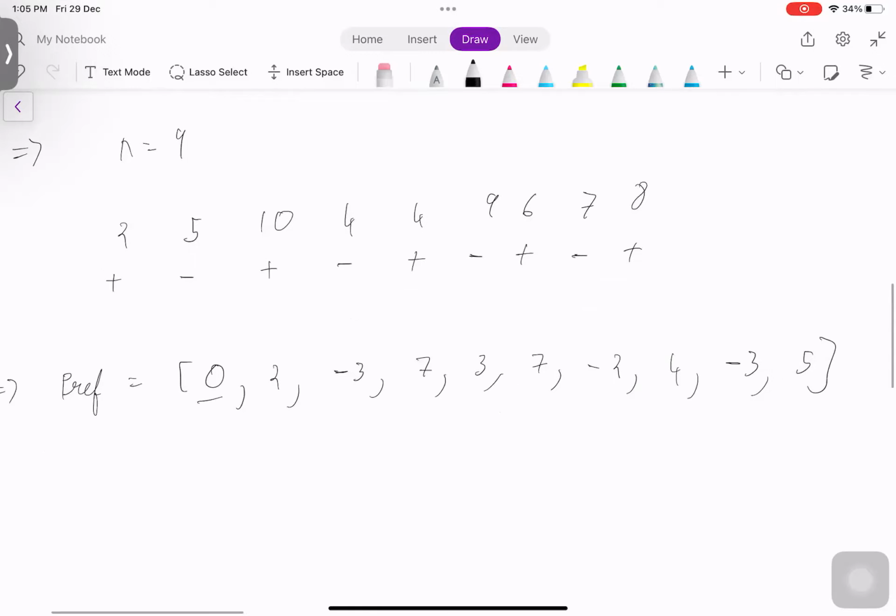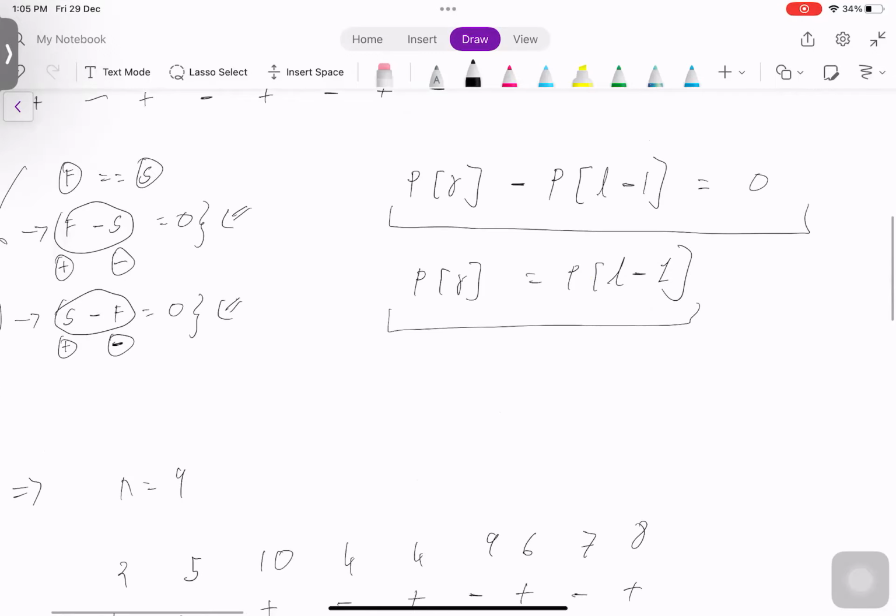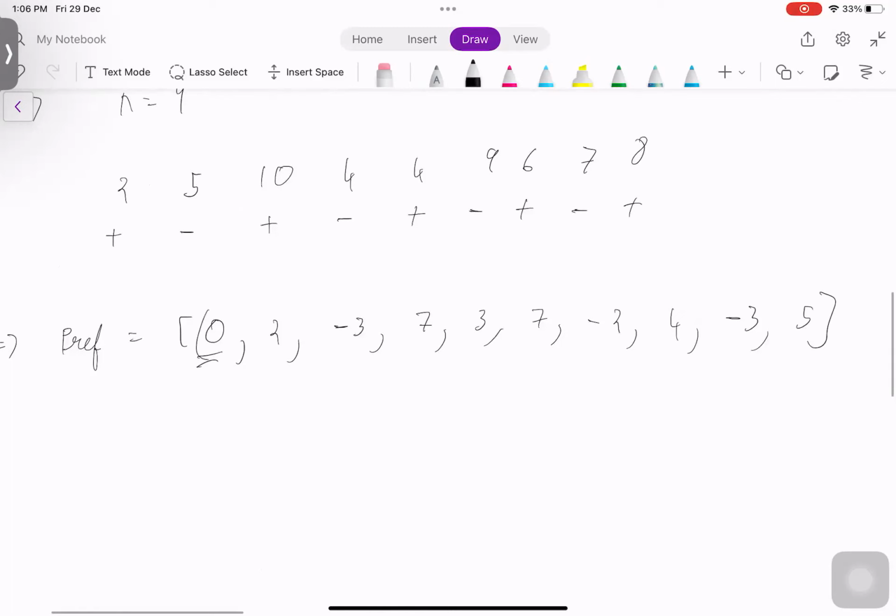And initially we are putting 0 because if L becomes 1, then L minus 1 will be nothing. Right? So to handle the case where we pick an empty subarray, the sum of that will be 0. So this represents an empty subarray. This represents a prefix whose length is 1. This represents the prefix sum of the array whose length is 2, and so on.